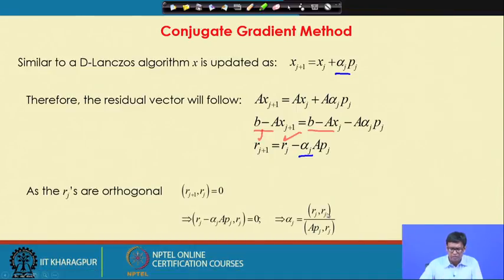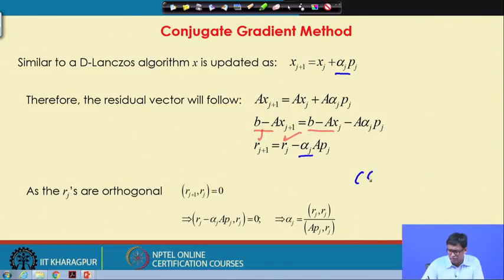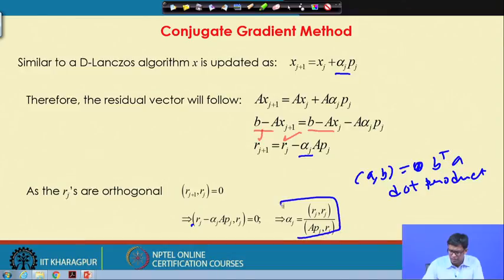As the rj's are orthogonal, this means the dot product of r(j+1) and rj is 0, that is, rj transpose r(j+1) is 0. r(j+1) is rj minus alpha A pj. If we substitute, we get a relationship for alpha: alpha is equal to rj dot rj divided by rj dot A pj.